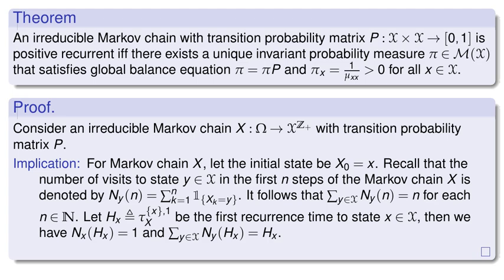Let h sub x denote the first recurrence time to state x, which is tau x superscript set x comma 1. Then we know that N sub x of h sub x equals 1. The first return means exactly one visit to x at time h sub x, if we are counting visits up to h sub x, and also the sum over all y in script X of N sub y of h sub x equals h sub x itself.